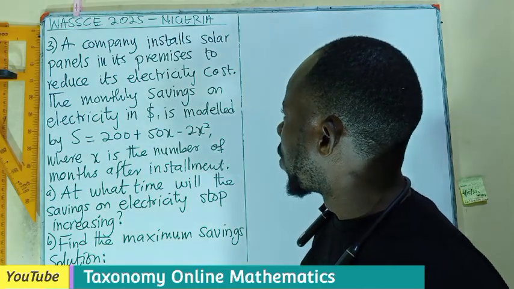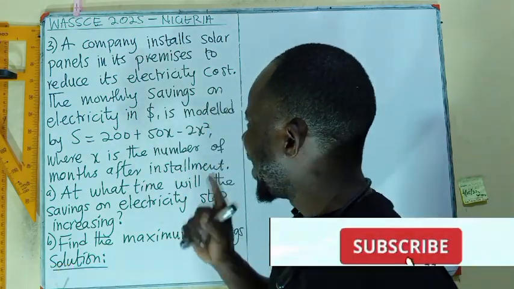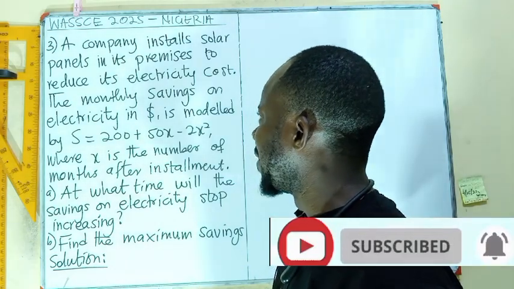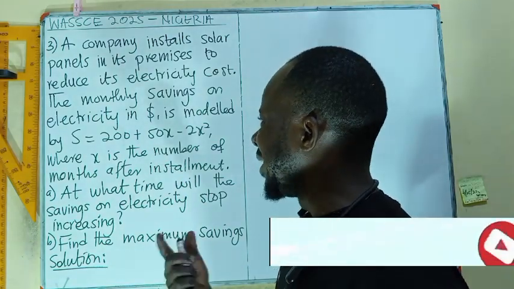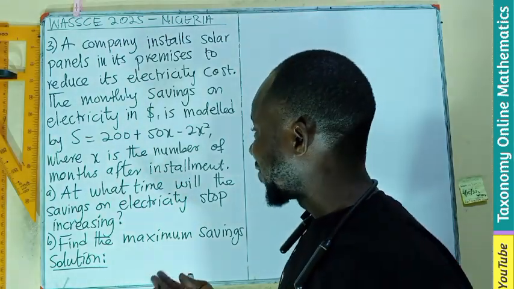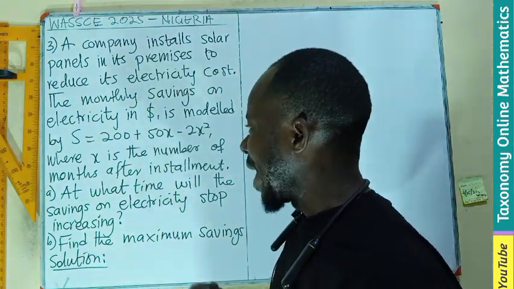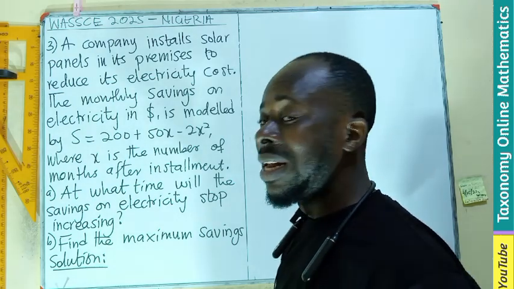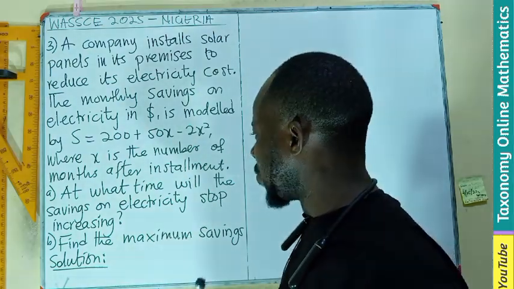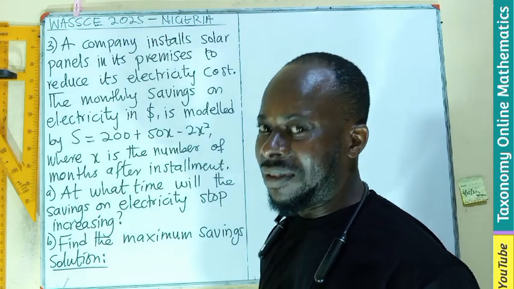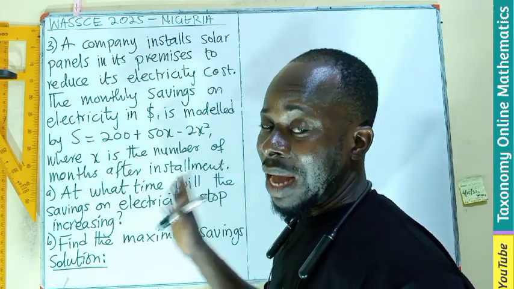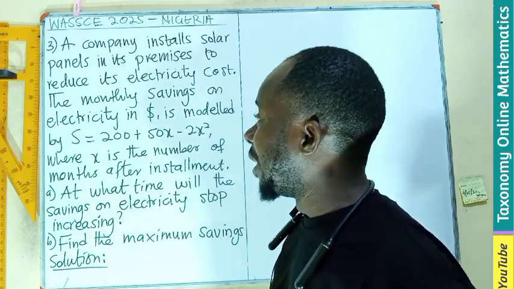A company installs solar panels in its premises to reduce its electricity cost. So the monthly savings on electricity in dollars is modeled by S equals 200 plus 50x minus 2x squared, where x is the number of months after installation. At what time will the savings on electricity stop increasing? Then we have to find the maximum savings that happened in that particular month or year.